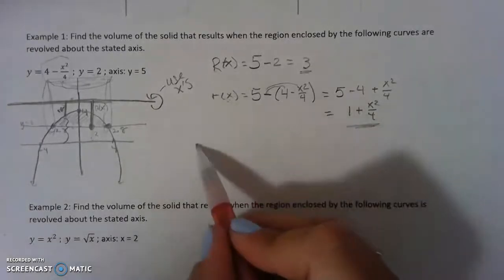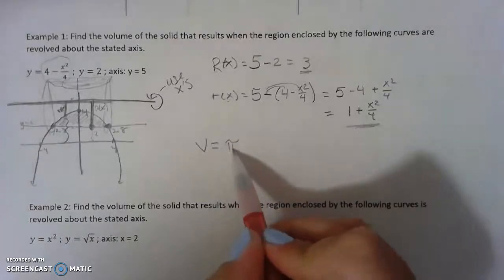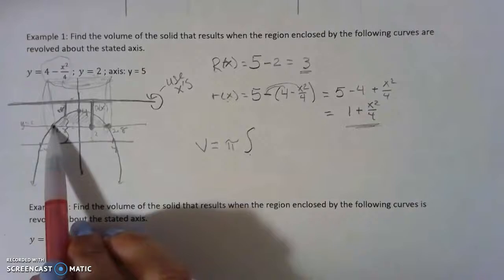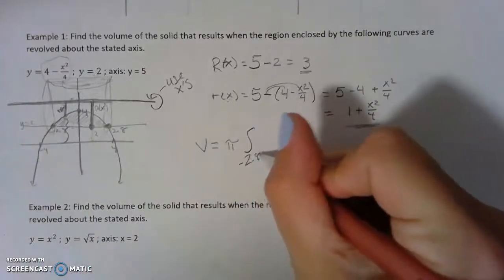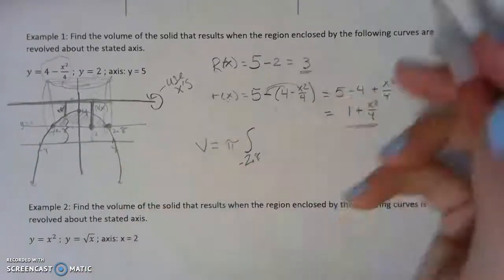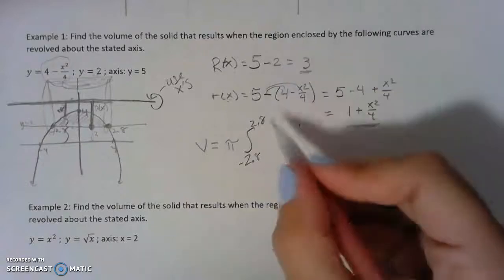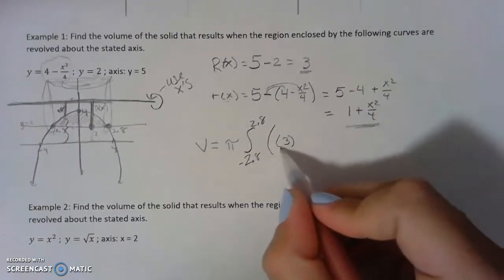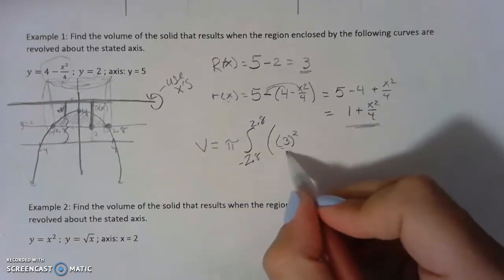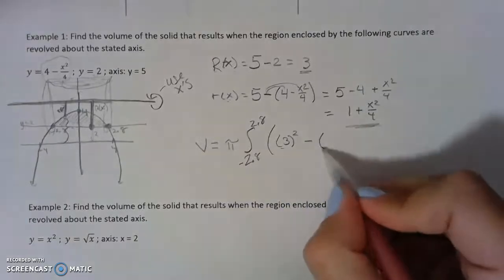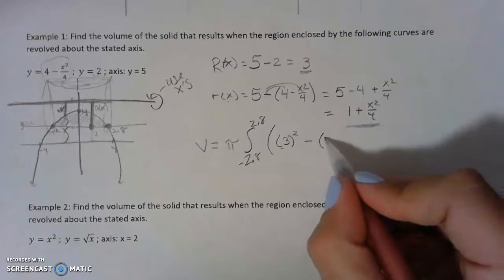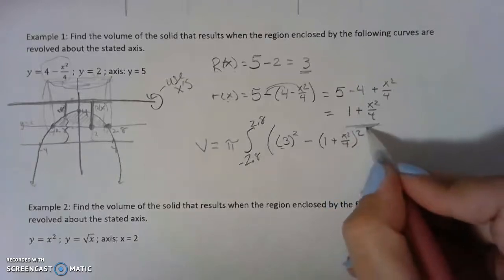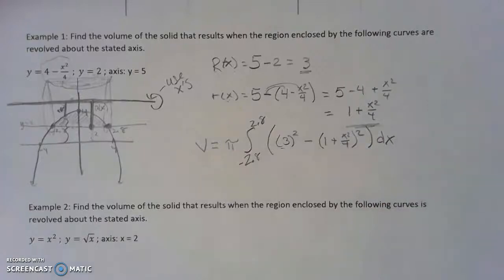All right, now we're just going to plug everything into our equation. So the volume is pi times the integral from our lower x, so the smallest x of our shaded area, which was negative 2.8, to the biggest x of our shaded area, which is positive 2.8, and then we're going to put in these. So my capital R of x squared minus my lowercase r of x, so my little r of x, 1 plus x squared over 4, squared. And this is all with respect to x.